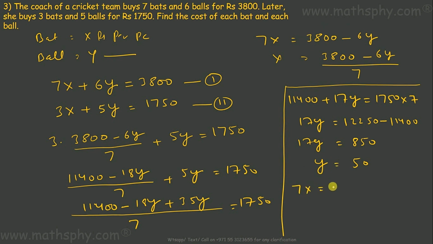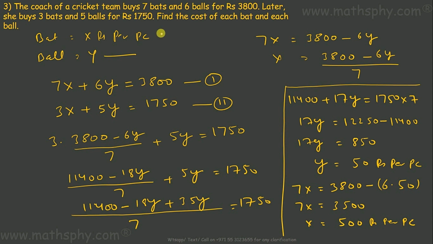So 7x is equal to 3800 minus 6 into y, y is 50. 7x is equal to 3800 minus 300. 6 into 50 is 300. 3800 minus 300 gives you 3500. So x would be equal to 500. So price of ball is 50 rupees per piece and price of bat would be 500 rupees per piece. So x is 500 and y is 50. That's the answer here. Alright.